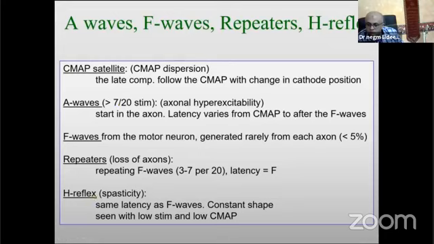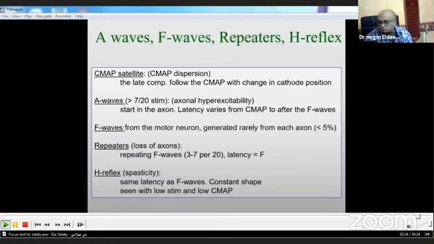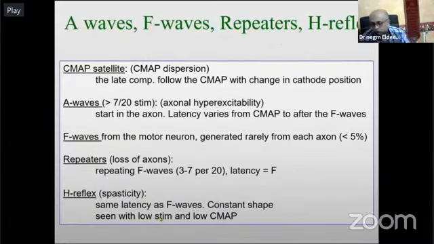And H reflex that we look at when we have spasticity or proximal sensory involvement. Same latency as F waves, constant shape, and we see them with low stimulation when they have low CMAP amplitude. When we increase the stimulus, then they disappear, and it must be a slow stimulation rate.